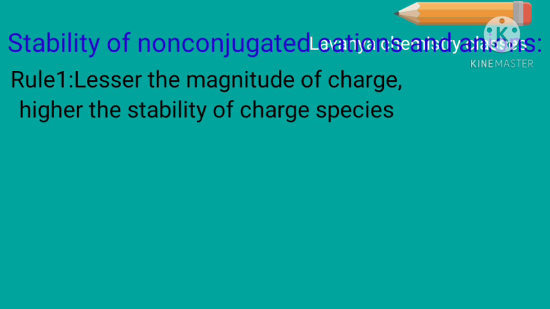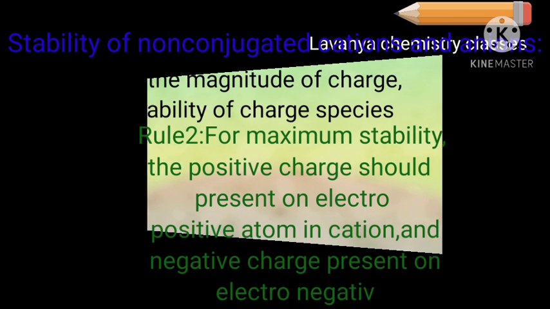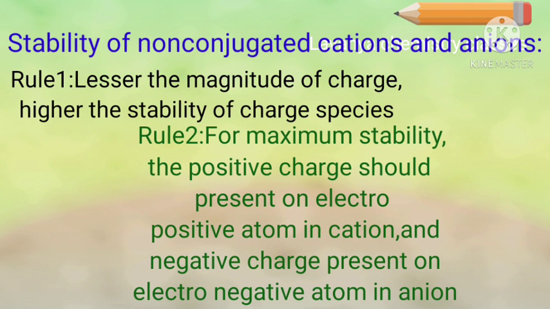And rule 2 is, for maximum stability, the positive charge should be present on an electropositive atom in a cation, or the negative charge should be present on an electronegative atom in an anion. So this rule can be used in those cases.